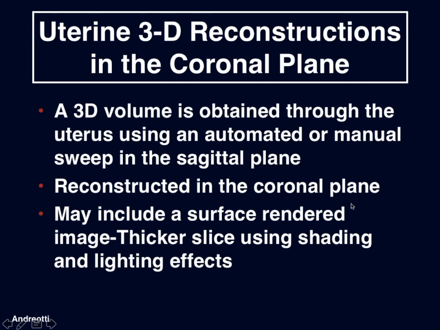So how do we perform these? A 3D volume is obtained through the uterus using an automated or manual sweep in the sagittal plane. It's then reconstructed in the coronal plane, and this may also include a surface rendered image, which is a thicker slice type of image using shading and lighting effects.